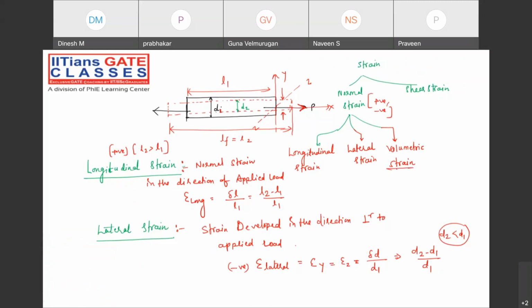What do you mean by the volumetric strain? Change in volume by original volume. As of now, I have given you a cylindrical bar. Can you calculate the volumetric strain for this particular bar? You might have done this homework before class also. What will be the volumetric strain for this cylindrical bar, which has a diameter and a length? See, the 3D figure will look something like this.